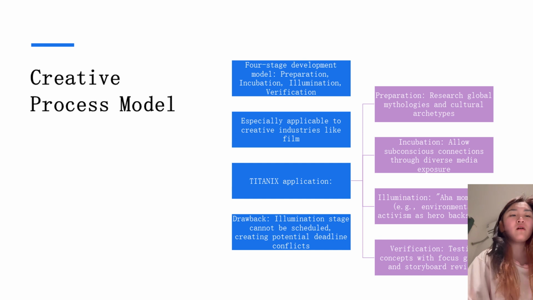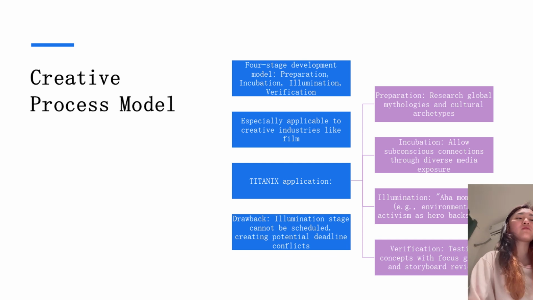These models are especially useful in creative industries such as film, and they tend to break down research complications. Applying this to the Titanix superhero project, the writer team can begin with the preparation stage, with research and culture overall. This is maybe followed by the incubation stage, in which the team withdraws and the successful link will develop during the process, relying on reading books or art.